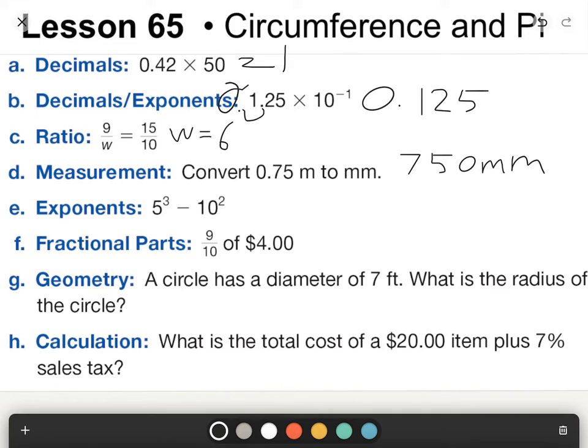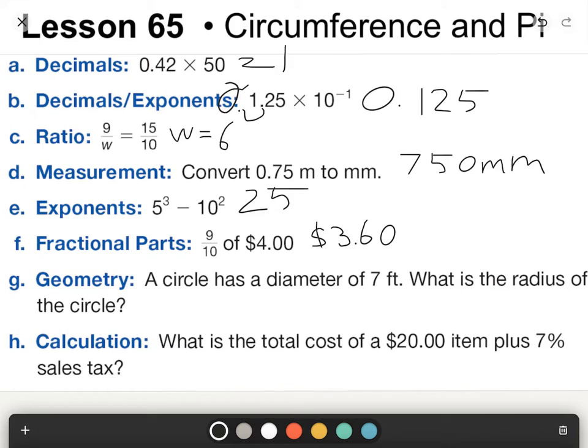Okay, then looking at this, 125 minus 100 is 25. And 1/10 of this would be 40, so times 9 would be $3.60.